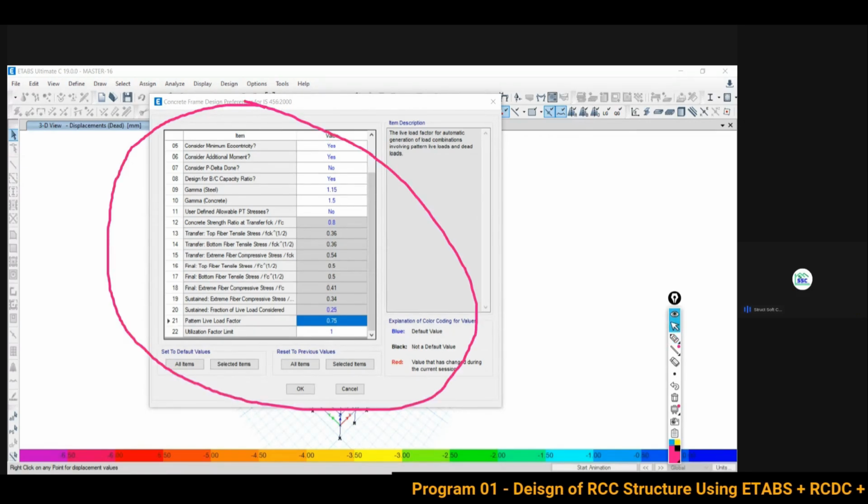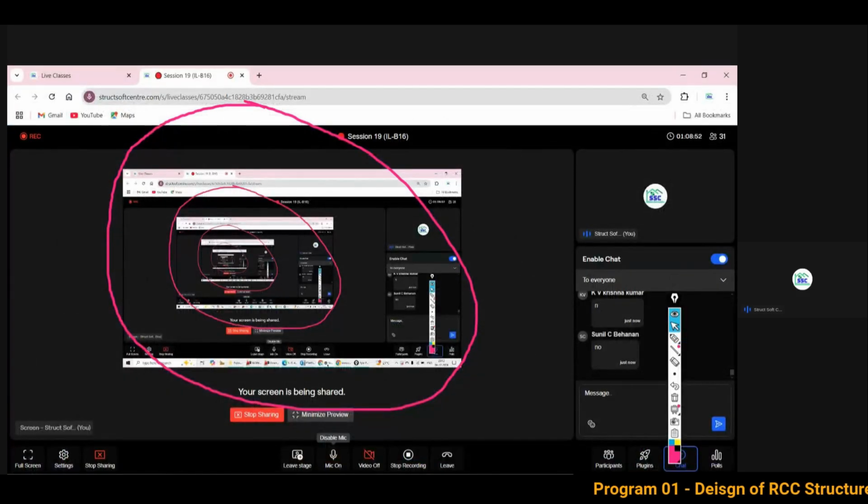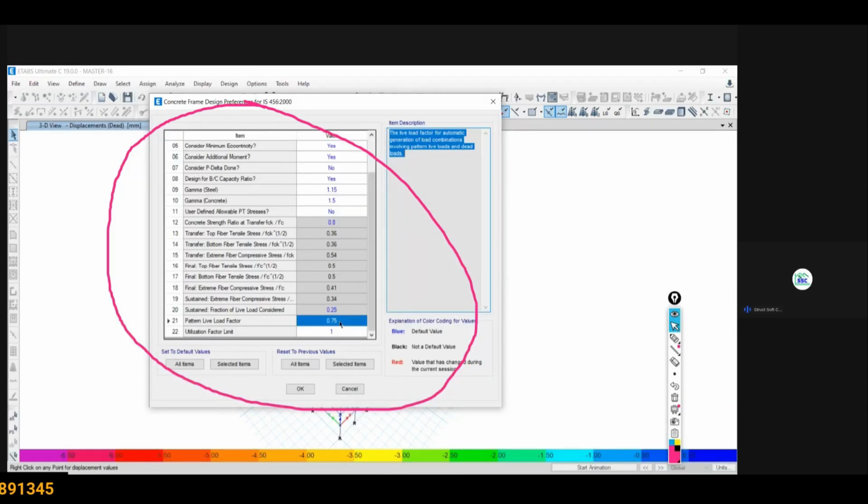Which stage are we discussing? Please clarify this point. This is the stage to go for what? Analysis or design? Please try to understand this important point. This option is given to us at the time of design.